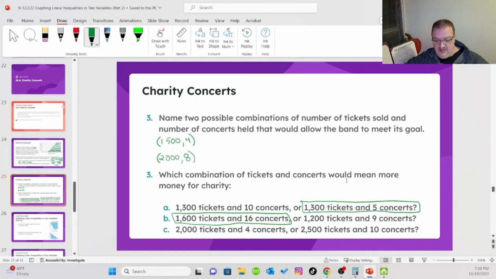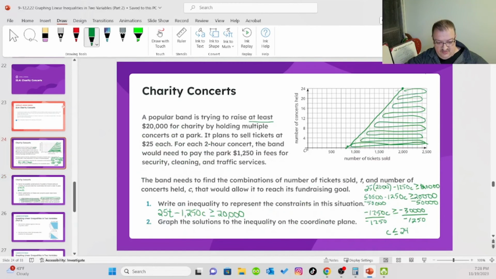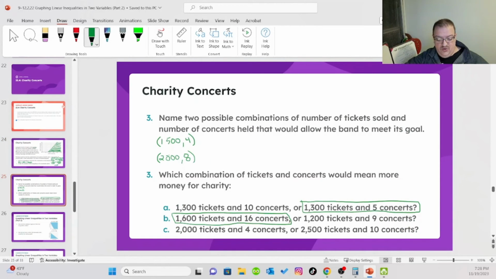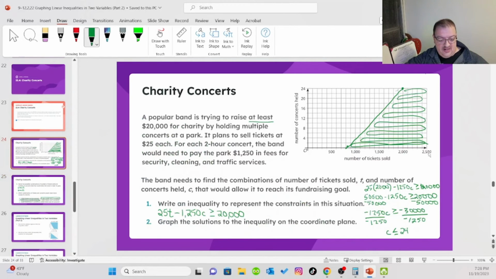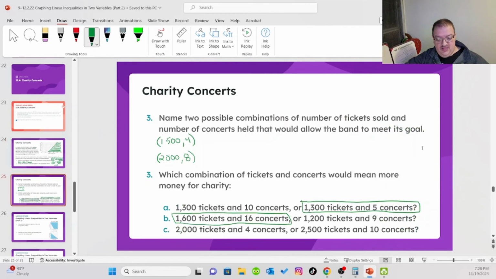And finally, 2,000 tickets and 4 concerts. 2,000 tickets, 4 concerts. We're way out here in the shaded area, so we're making way more than $20,000. Or 2,500 tickets and 10 concerts. So that is also way out here in the shaded area. So we would actually need to mathematically calculate this.